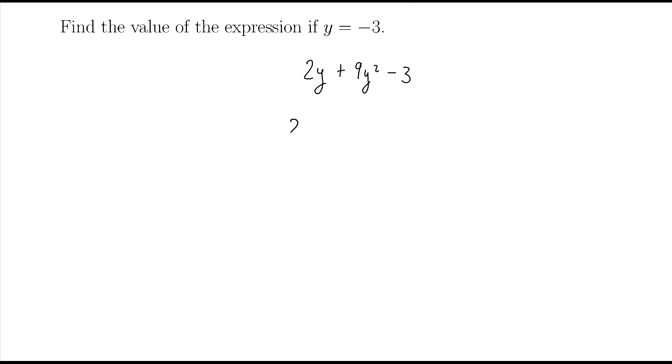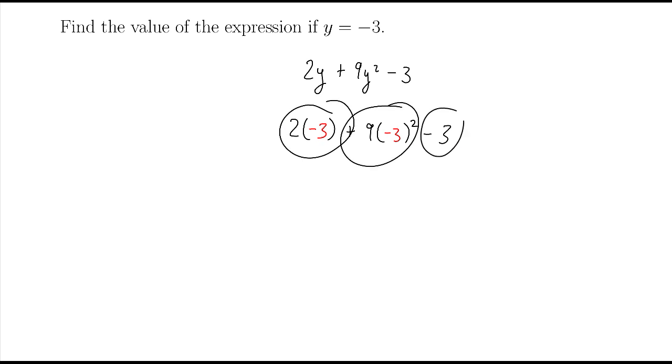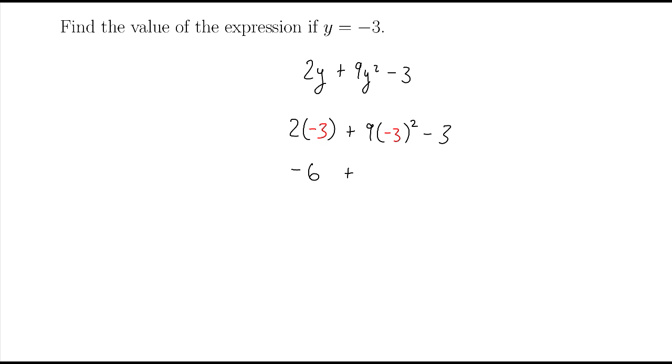So 2 times y becomes 2 times negative 3, plus 9 times y squared becomes 9 times negative 3 squared, minus 3. Okay, so now I have 3 terms: 1, 2, 3. Let's simplify these one at a time. 2 times negative 3 is negative 6. Plus, okay, let's deal with this 9 times negative 3 squared.